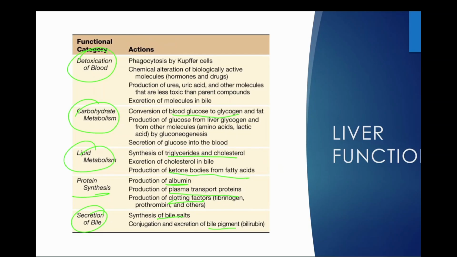So if someone has liver failure, all of these things are going to be reduced. That's why the clotting proteins go away, the albumin goes away, they fill up with fluid. They may have issues with carbohydrate metabolism because they're not going to be able to store the sugars as they need, and so on and so forth. So these are the different functions of the liver.